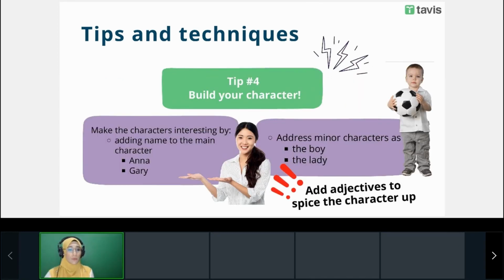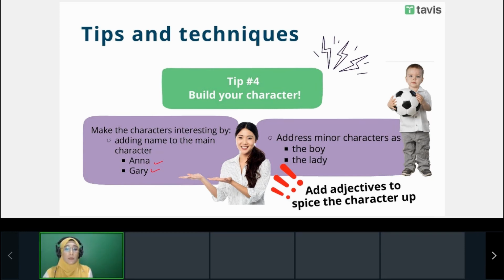Now, next one, tip number 4, build your character. So instead of just saying the girl or the woman, you can add on names such as Anna. If, let's say, for a man or a boy, for example, like this little boy, maybe you give him a name like Gary or Taeyang, right? Okay, as long as it makes sense through the whole scene, or to the whole story of your ideas. Okay, so make the characters interesting by adding a name to the main character.